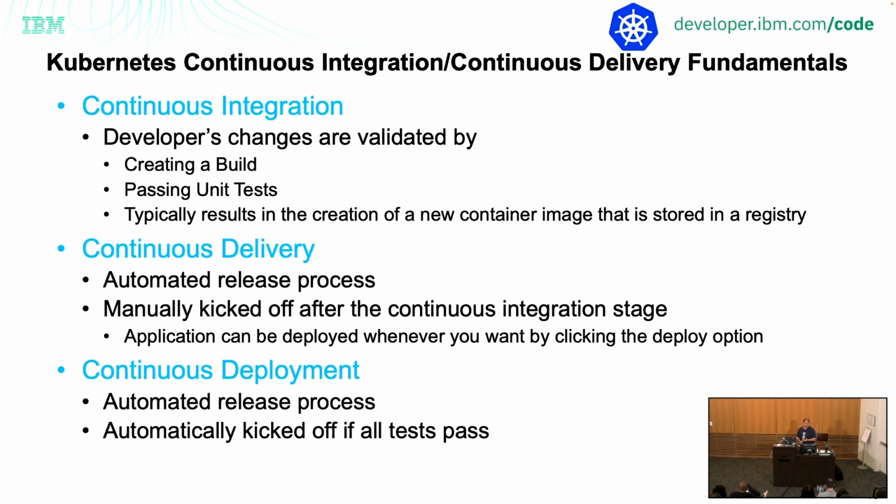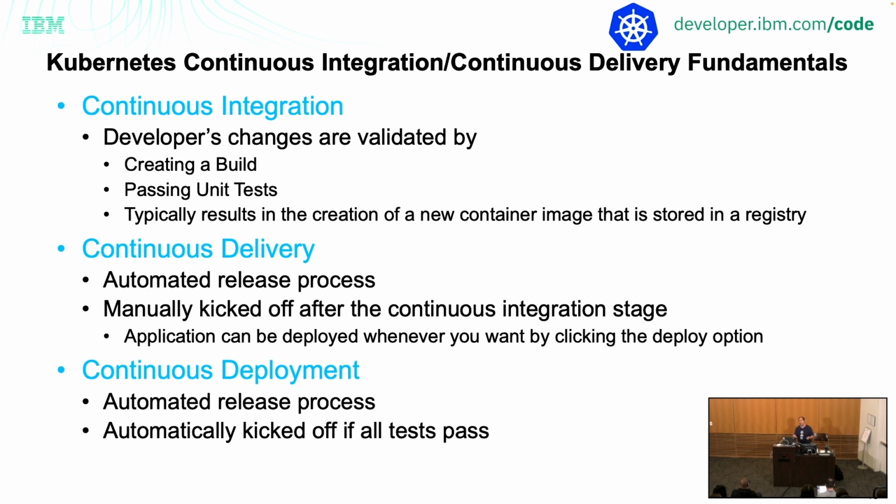In continuous integration, what happens? Well, you push your little changes into GitHub, right? And what happens is we're going to create a build, and we're going to see if we pass the unit tests. And if we pass the unit tests, then we're going to typically result in creating a new container image and putting it in a registry. That's what people think about when they say continuous integration.